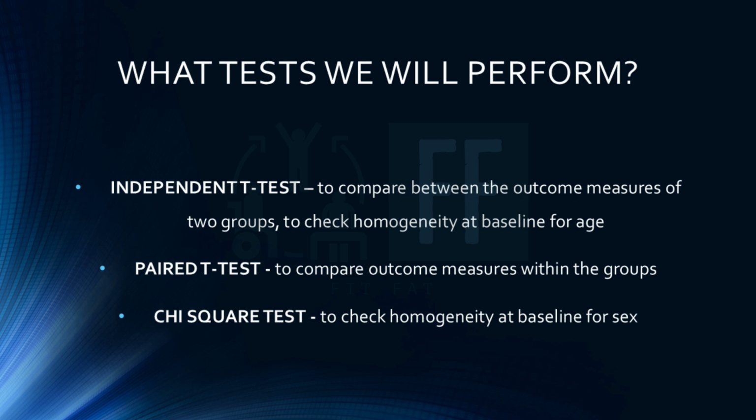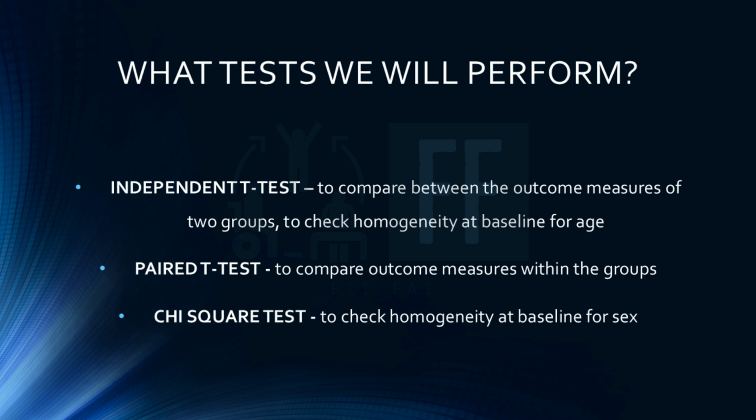The independent t-test will compare between the outcome measures of the two groups, and we will also use this test to check the homogeneity at baseline for age. Remember, for groups greater than 2, that is 3 groups or more, we will perform the ANOVA test. The paired t-test will compare between the outcome measures within the groups. The chi-square test will check the homogeneity at baseline for sex.